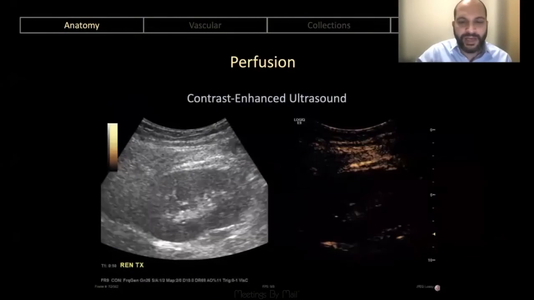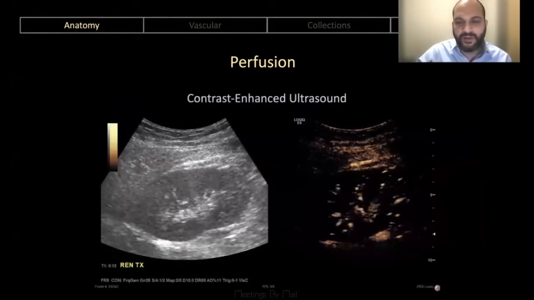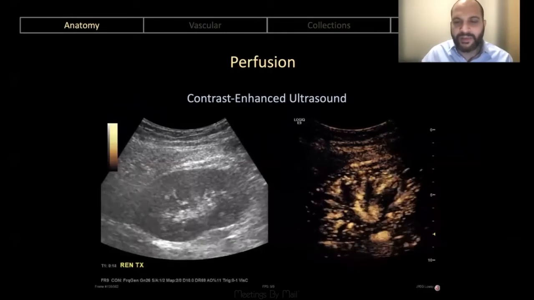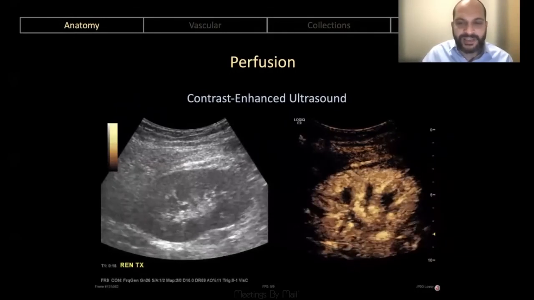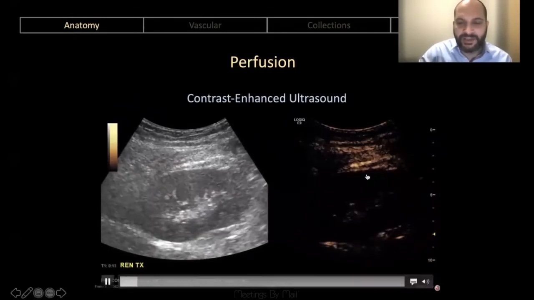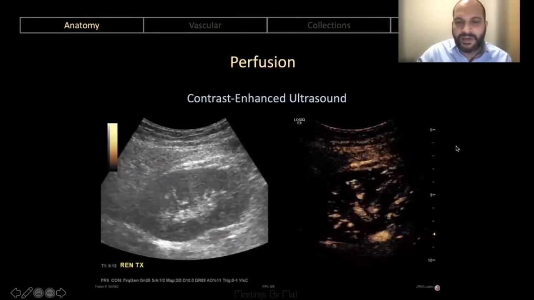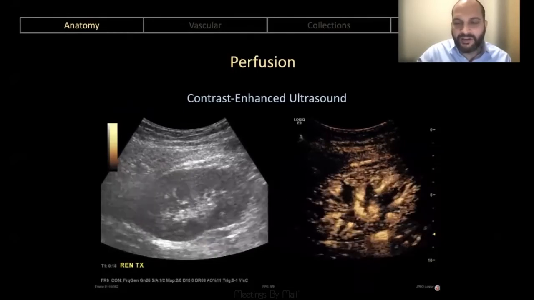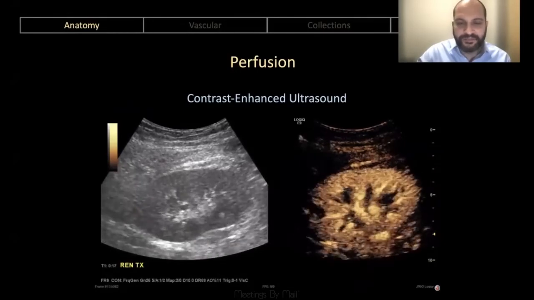And then finally, if we have difficulty making sure that flow goes out to the cortex, we always have the ability to perform contrast-enhanced ultrasound, as you can see here, where you can see prompt uptake of the contrast all the way out to the cortex.